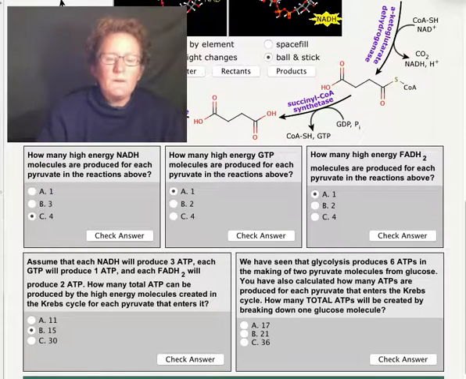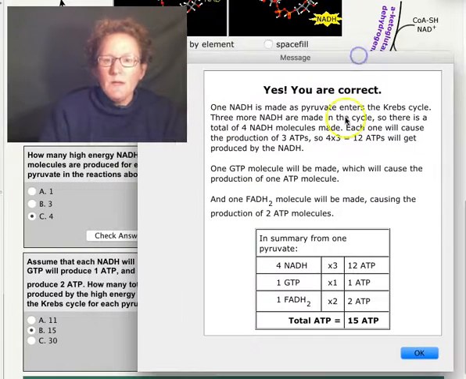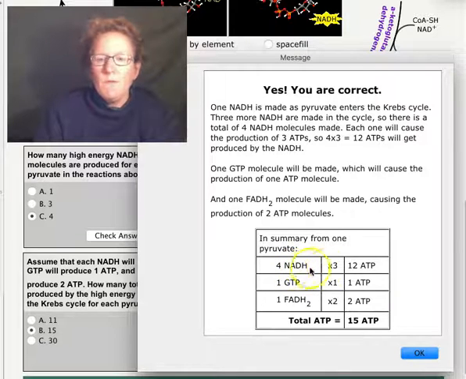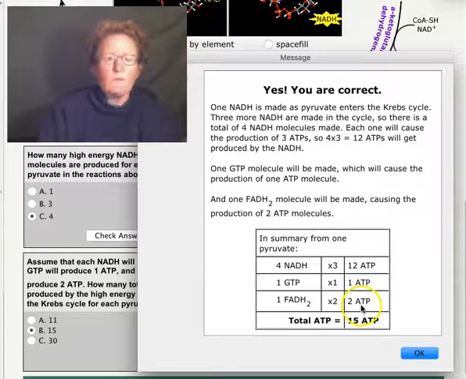This question is also on the sim, so we can check our answer. How many total ATP can be produced by the high energy molecules? I put in our answer 15. We're going to check our answer, and look, we're correct. And here it helps us with our math a little bit more clearly. 4 NADH times 3 equals 12. 1 GDP times 1 equals 1, and 1 FADH times 2 equals 2.